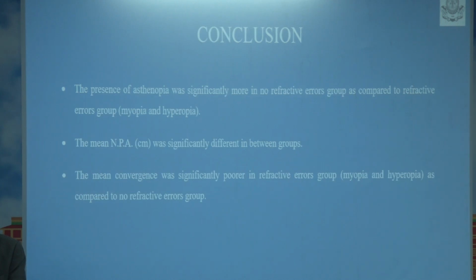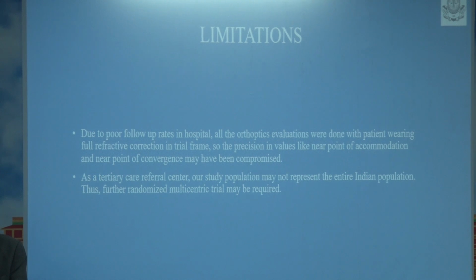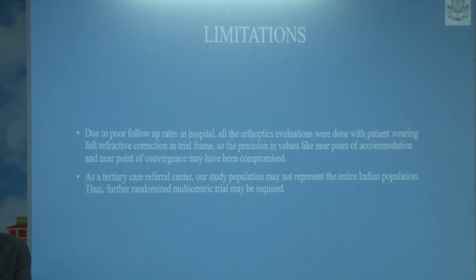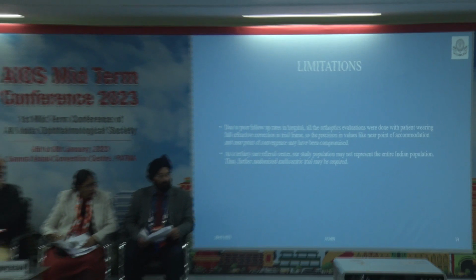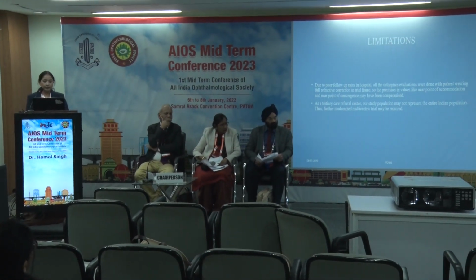So I conclude that the presence of asthenopia was significantly more in the no refractive error group as compared to refractive error groups. The limitations were, as it was a tertiary eye care center, our population may not represent the entire Indian population, and it was a cross-sectional study. And it was done with the patient wearing the full refractive correction in the trial frame, so the precision in values like NPA and NPC may have been compromised.